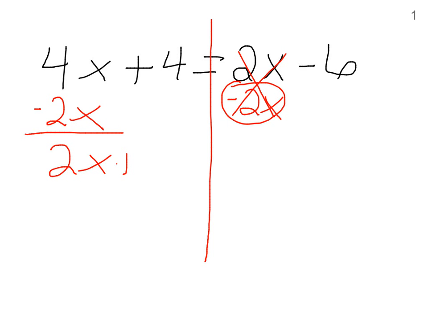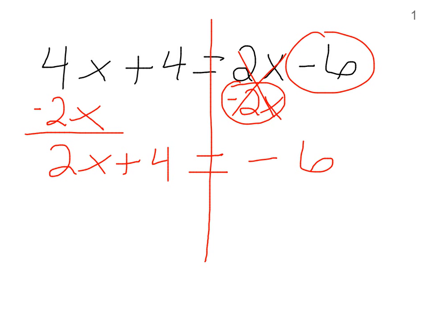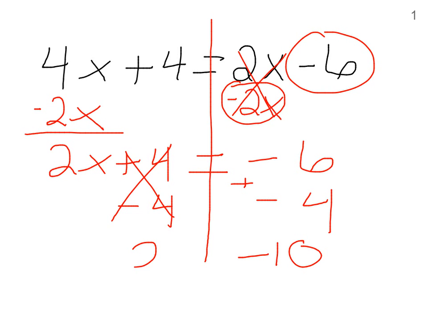I still have plus 4 right here, and then equals, and then on this side I still have the negative 6. I'm going to bring that down. And now we just solve it like normal. We're going to still try to get the x by itself, so we're going to get this 4 away. So we're going to go minus 4. I'm going to cancel that out. Put a minus 4 under the minus 6. And since we have the same sign, we're going to add these together to get negative 10. And so I have 2x over here left equals negative 10.